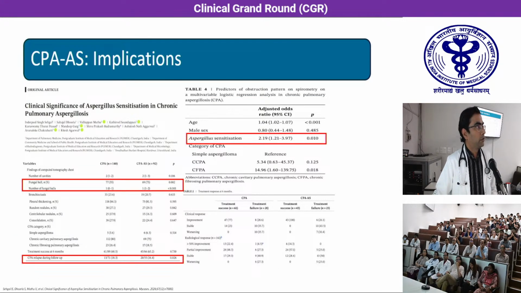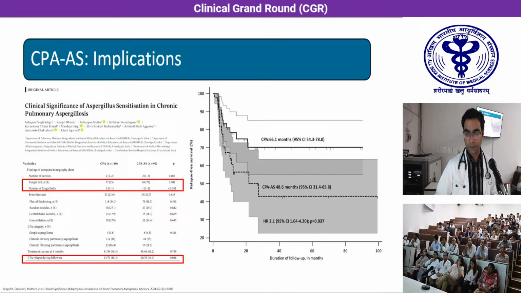So, how does aspergillus sensitization affect CPA patients, and what is the clinical significance of aspergillus sensitization in these patients? In this study, CPA patients with aspergillus sensitization had worse quality of life. These patients had a greater number of fungal balls, and there was a higher relapse rate after treatment discontinuation. Airflow obstruction was more common in CPA-AS patients compared to CPA-only patients. And these patients had less relapse-free survival compared to CPA-only patients.